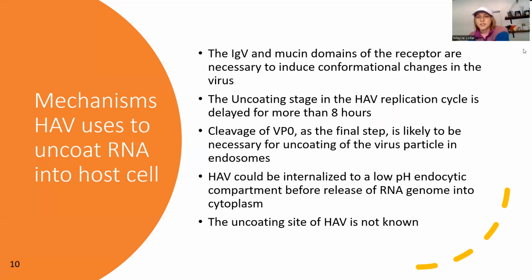So the cleavage of VP0 as the final step is likely to be necessary for the uncoating of the virus particles in the endosome. So it's possible that HAV can be internalized to a low pH endocytic compartment before the RNA genome is released into the cytosol of the host cell. And the uncoating site of HAV is unknown.